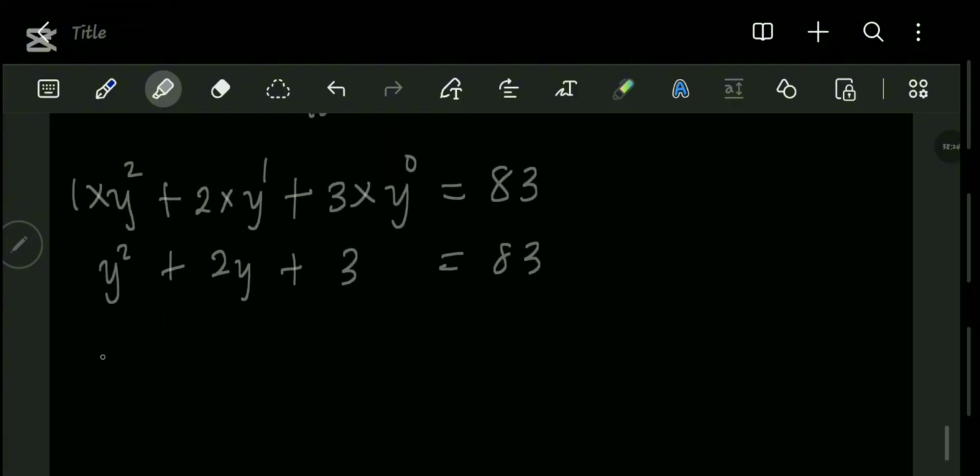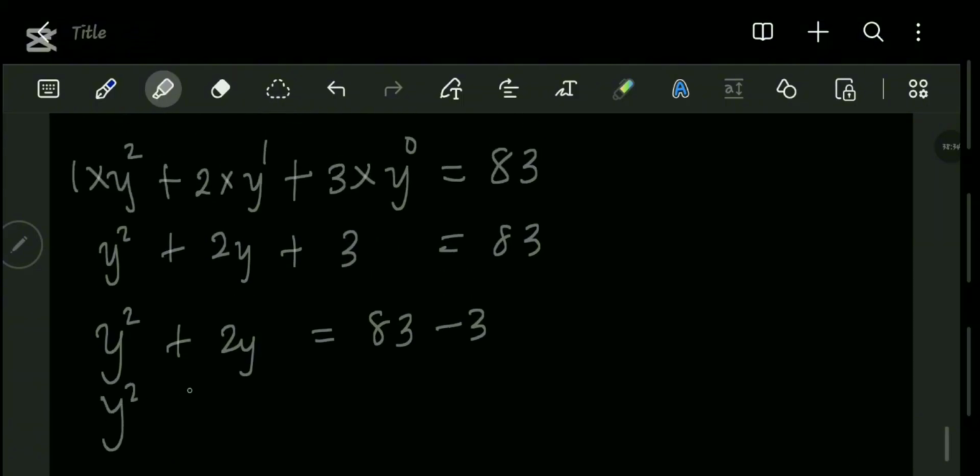So when you have this, you have y squared plus 2y plus 3 equals 83. Transpose the plus 3, it becomes minus. So we have y squared plus 2y equals 80 here. So it has become quadratic in nature.